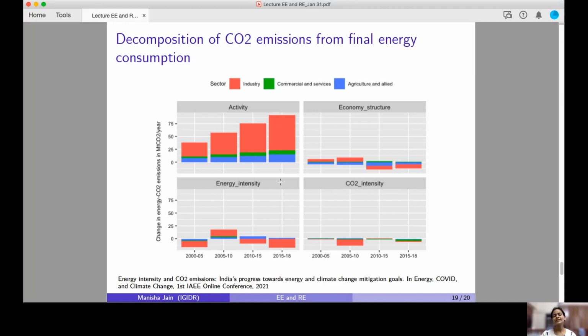What we see here is the economy structure. Economy structure did not play any role until 2010. Though industry was increasing, agriculture share was declining, and we know that transformation took place. But from 2010 onwards, the services sector increased and both industry and agriculture are declining, and hence the economy structure is also playing a role in that decline in energy intensity.